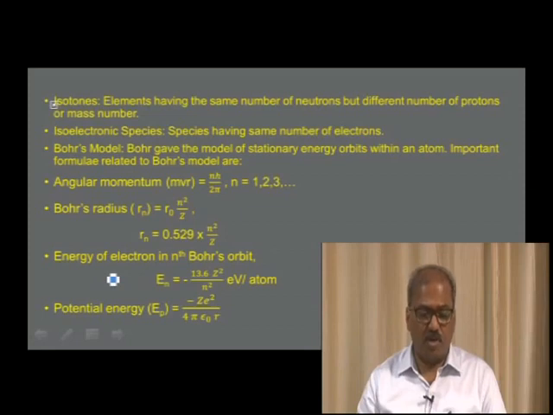And the important formulas that you come across in Bohr's model, first one, angular momentum, mvr is equal to nh by 2 pi, where the values of n are 1, 2, 3, etc. Bohr's radius can be given by Rn, which is equal to R naught into n square by Z, where R naught is equal to 0.529 into n square by Z. Energy of electron in nth Bohr's orbit is given by En is equal to minus 13.6 Z square by n square electron volt per atom. Potential energy is given by minus Z e square divided by 4 pi epsilon naught r.